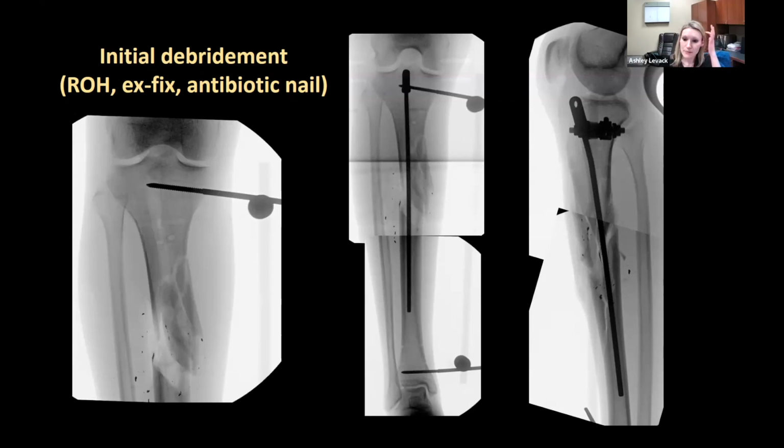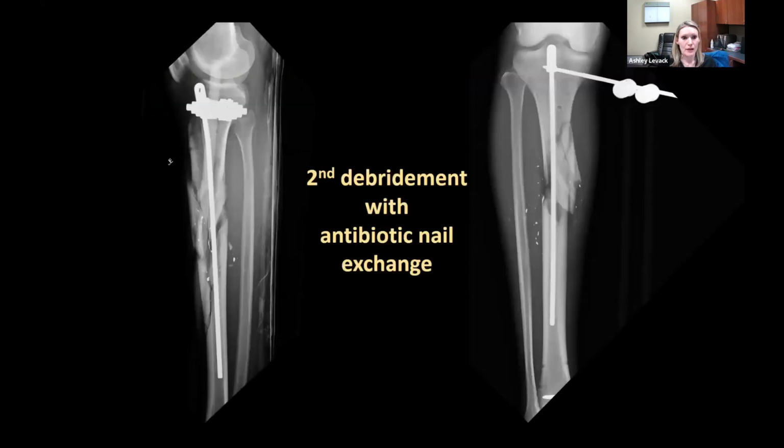Yeah, and I didn't mention this before, but he did have some anterior compartment necrosis. And so I did have to debride a little bit of muscle from the anterior compartment, which is one of the reasons why I did actually take him back for a second debridement and second look. So this is the x-ray after the second debridement. There was not a lot of new necrosis after that second debridement, but I did exchange the antibiotic rod.